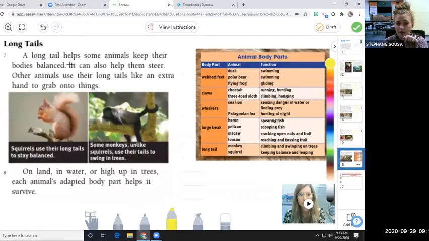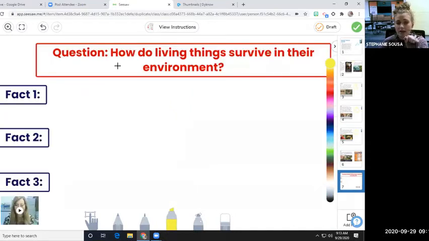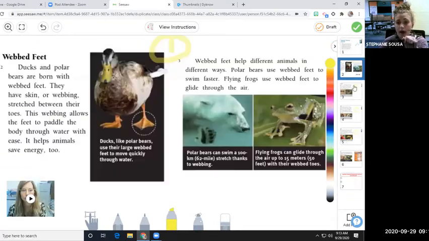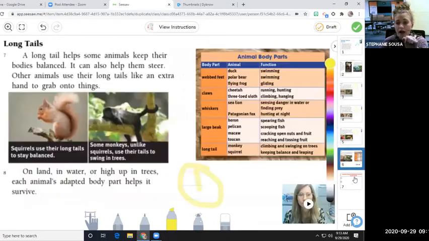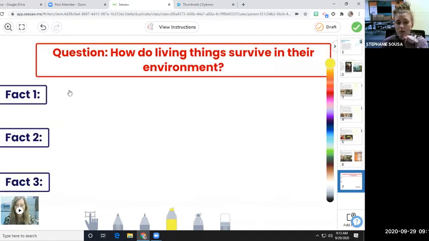My final page is about long tails. I'll watch Ms. Renele's video, I will read the text, and I will highlight one fact that is about how long tails help animals survive. On slide 7, I'm going to record 3 of the facts that I find the most interesting. So I'll go back through my research and I'll choose 3 that I will type.